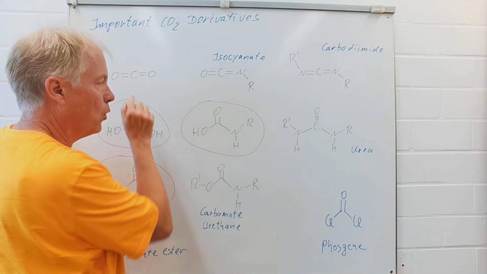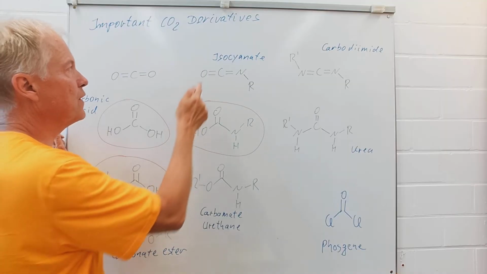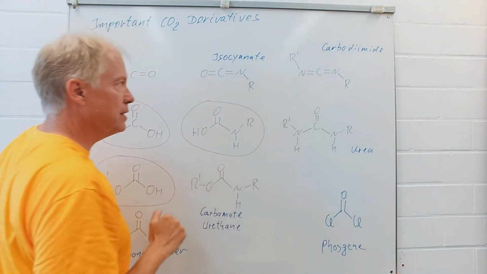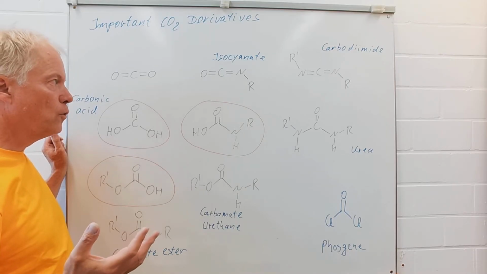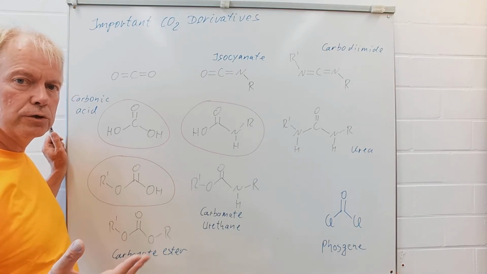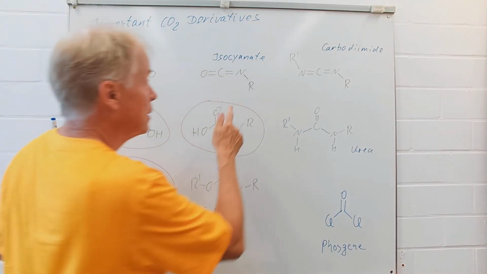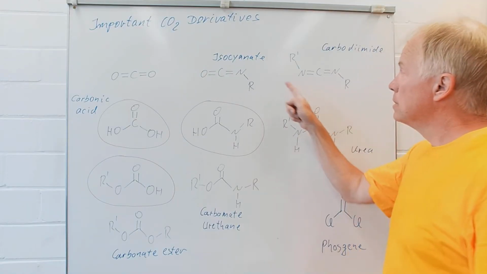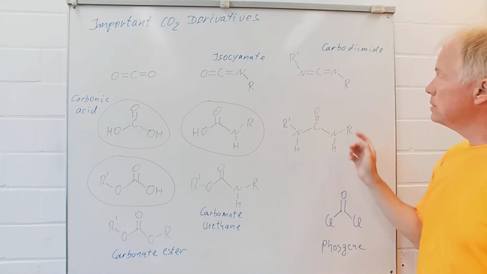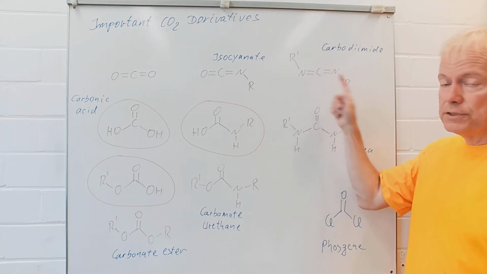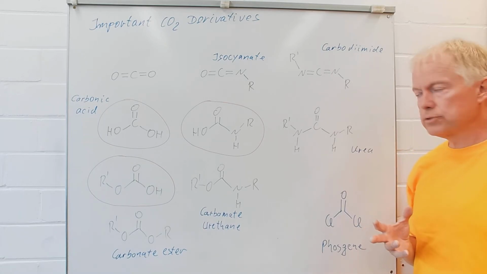If you form somehow a monoimine of CO2, then you have an isocyanate, and isocyanates are very important for the synthesis of certain polymers, polyurethanes. Then a double imine, here it's carbodiimide, and this is important in preparative organic chemistry.